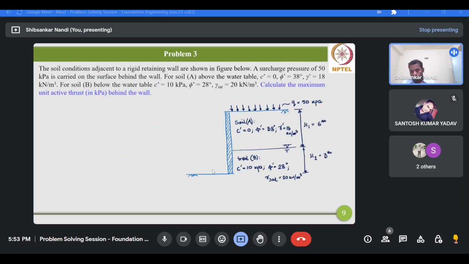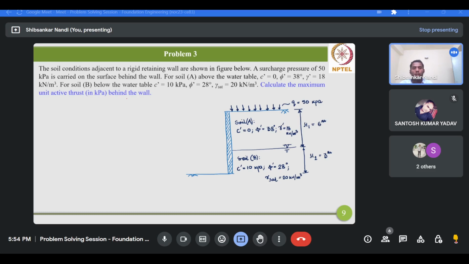Now we'll take the third problem. The soil conditions adjacent to a rigid retaining wall are shown in the figure below. A surcharge pressure of 50 kPa is carried on the surface behind the wall. For soil A above the water table, C prime is 0, phi prime is 38 degrees, gamma prime is 18 kilonewton per meter cube. For soil B, below the water table, C prime is 10 kPa, phi prime is 28 degrees, and gamma sat is 20 kilonewton per meter cube. Calculate the maximum unit active thrust in kPa behind the wall.